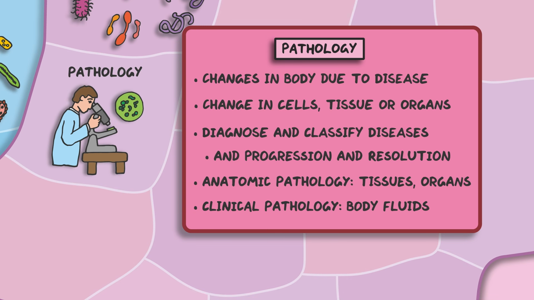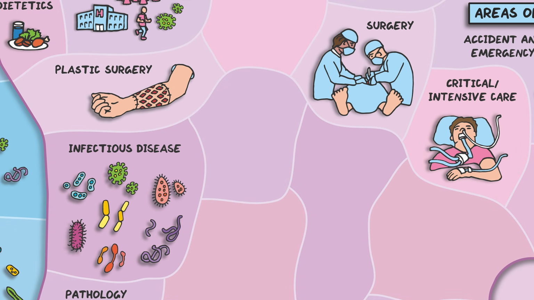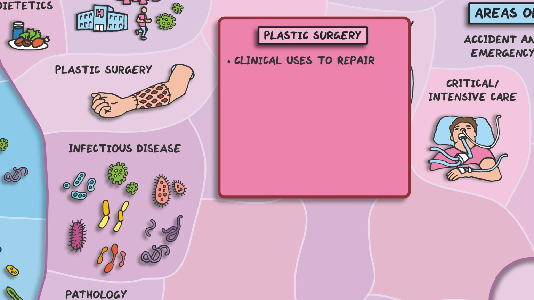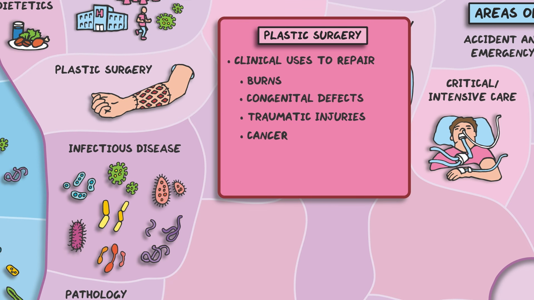One kind of surgery worth highlighting is plastic surgery, which people often think of as cosmetic surgery, but there's important clinical uses where it's used to manage and repair conditions like burns, congenital defects like cleft palates, traumatic injuries, or repairs from cancer treatment. Plastic surgeons use a variety of techniques like skin grafts, tissue expansion, or reconstruction.